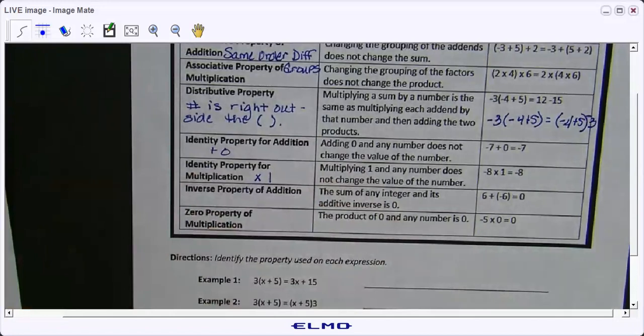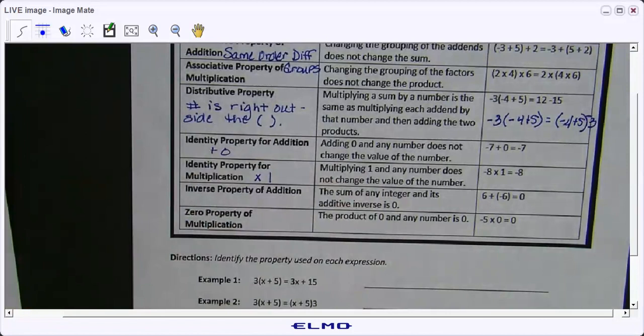Okay. Inverse property. When you take a positive number and you add it to its negative or its opposite, so +6 plus a -6, you have 6 positives and 6 negatives, they cancel each other out. And your answer will always be 0. That's what the inverse property of addition is.